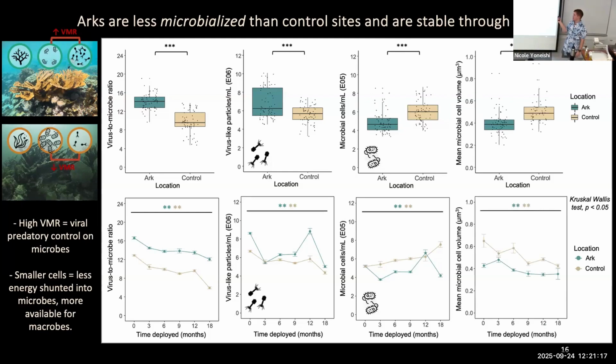And finally, our last plot is looking at mean microbial cell volume. We quantified this with DAPI. It wasn't with SYBR because SYBR is too big of a halo. But the mean microbial cell volume on the arcs was significantly lower than it was at the control sites, which is kind of confirming in our minds that these sites are less microbialized than the control sites. These are the metrics we're using. I also have a bunch of DNA work that I'm not going to be able to show you, but we can talk about that later.